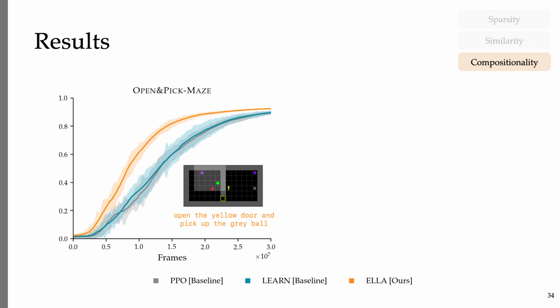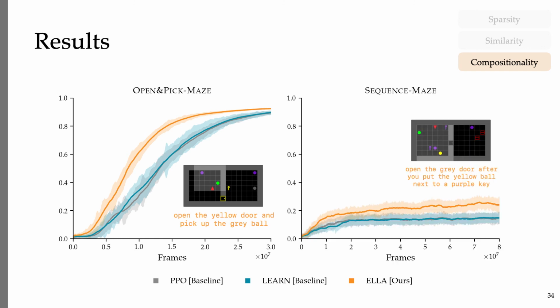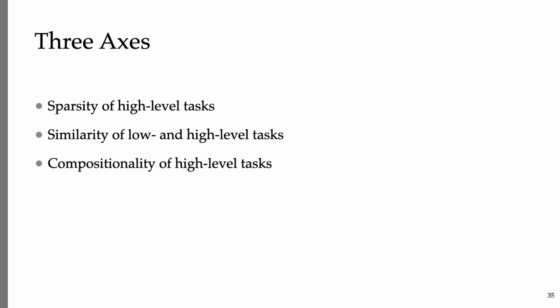Scaling up in the sequence task, we have over 1.5 million compositional and diverse instructions. We see marginal gains from Ella, although the exploration problem remains very difficult. This wraps up our experiments for environments across the three axes.